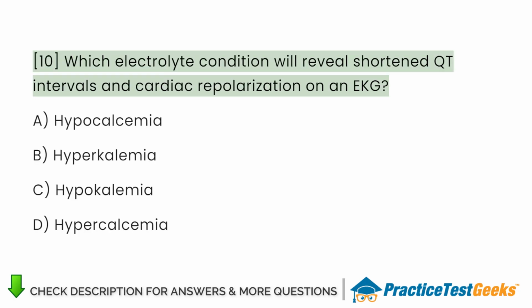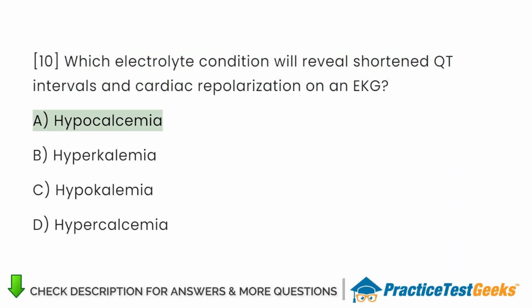Which electrolyte condition will reveal shortened QT intervals and cardiac repolarization on an EKG? A. Hypocalcemia. B. Hyperkalemia. C. Hypokalemia. D. Hypercalcemia.